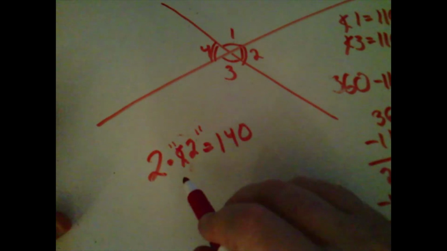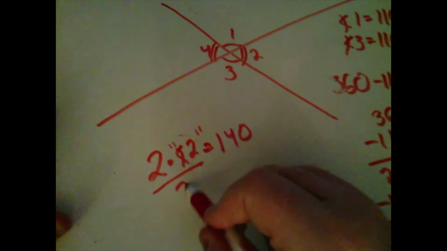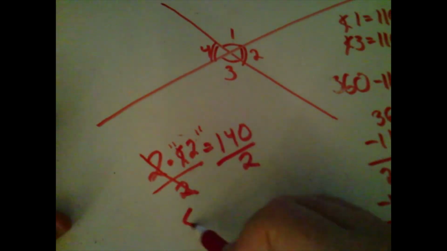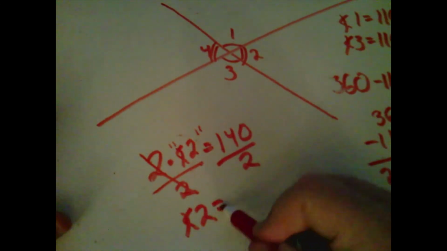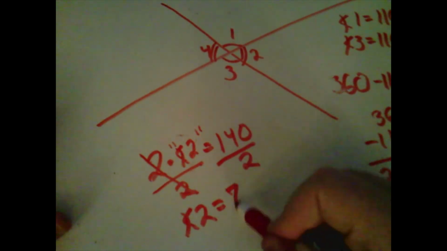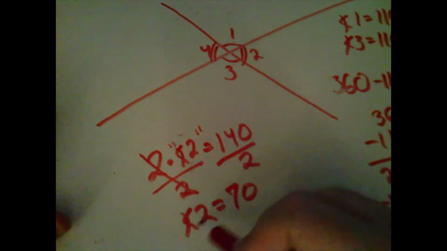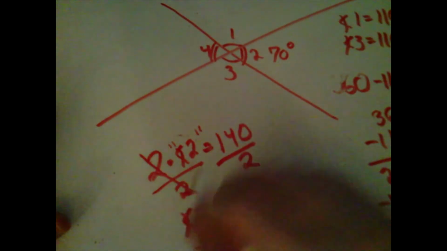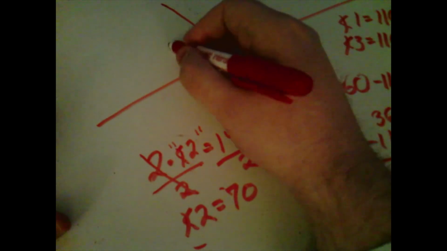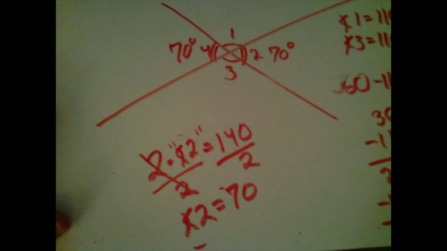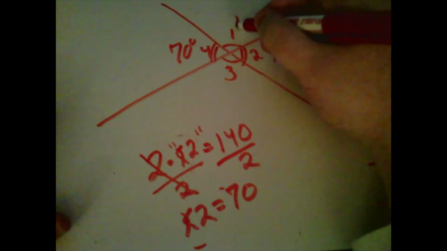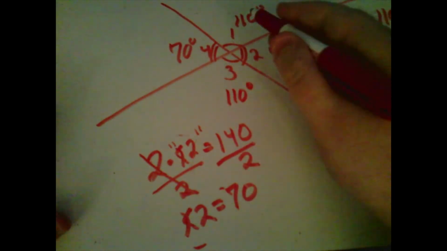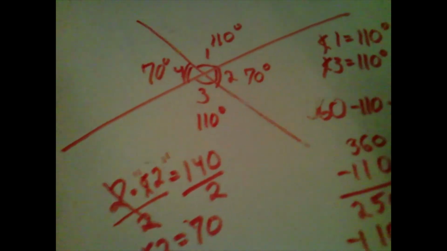All right. Let's use our algebra to solve this. Let's divide both sides of this equation by 2. All right, that will leave us just with angle 2 here. And on this side, 140 divided by 2 is 70. Now we know that angle 2 is equal to 70 degrees. And likewise, angle 4 must be equal to 70 degrees. And there you have it. Just by knowing that this angle here was 110 degrees, we now know what all of the angles are.